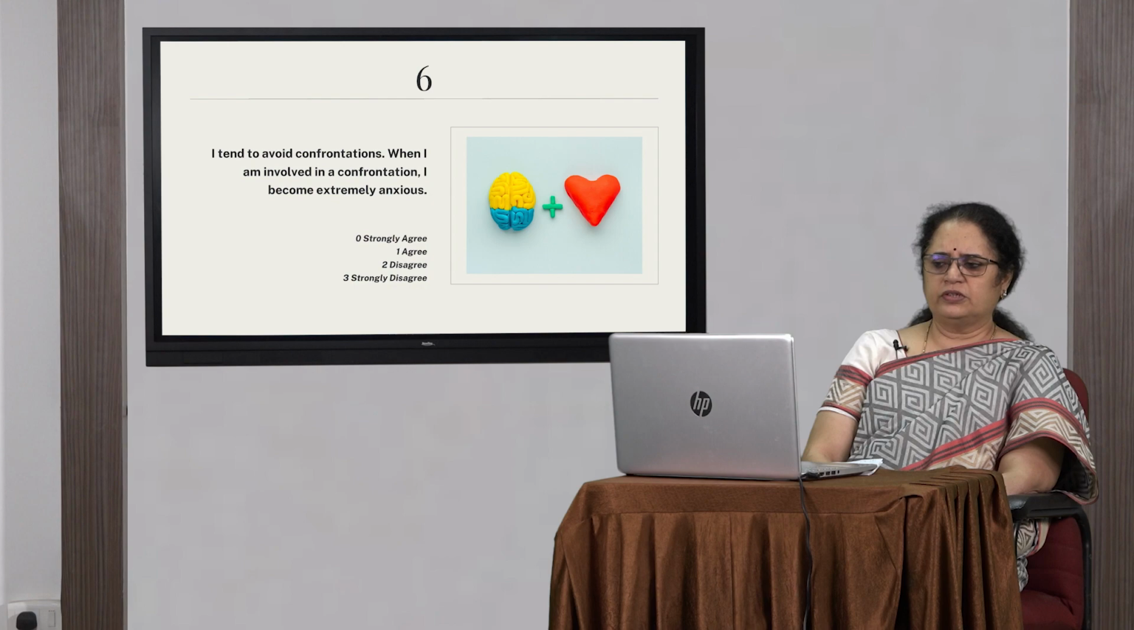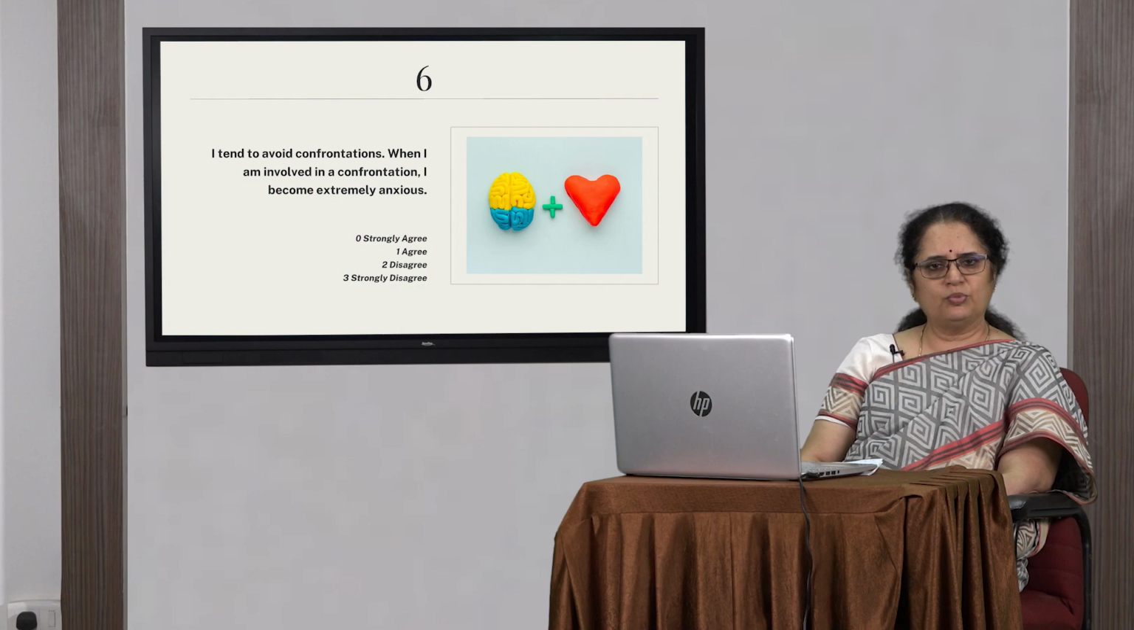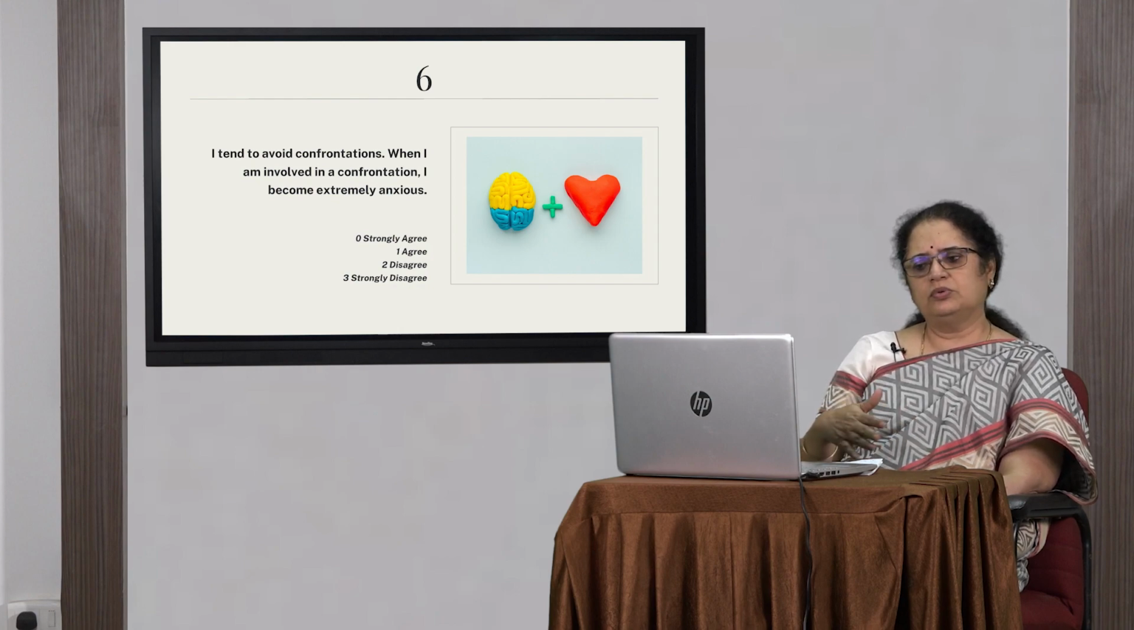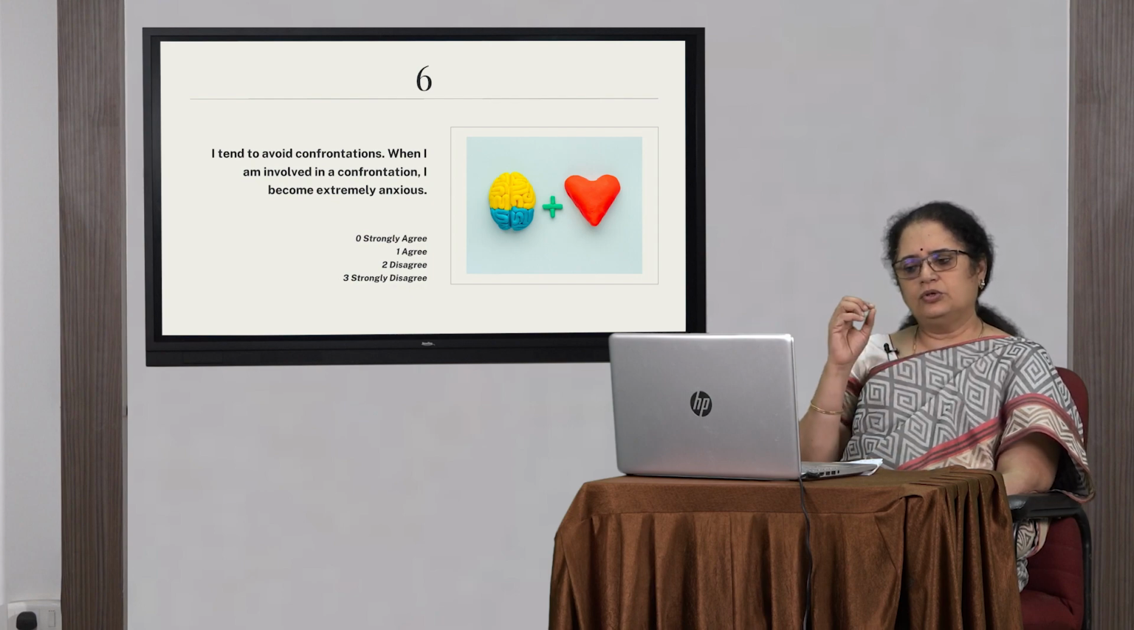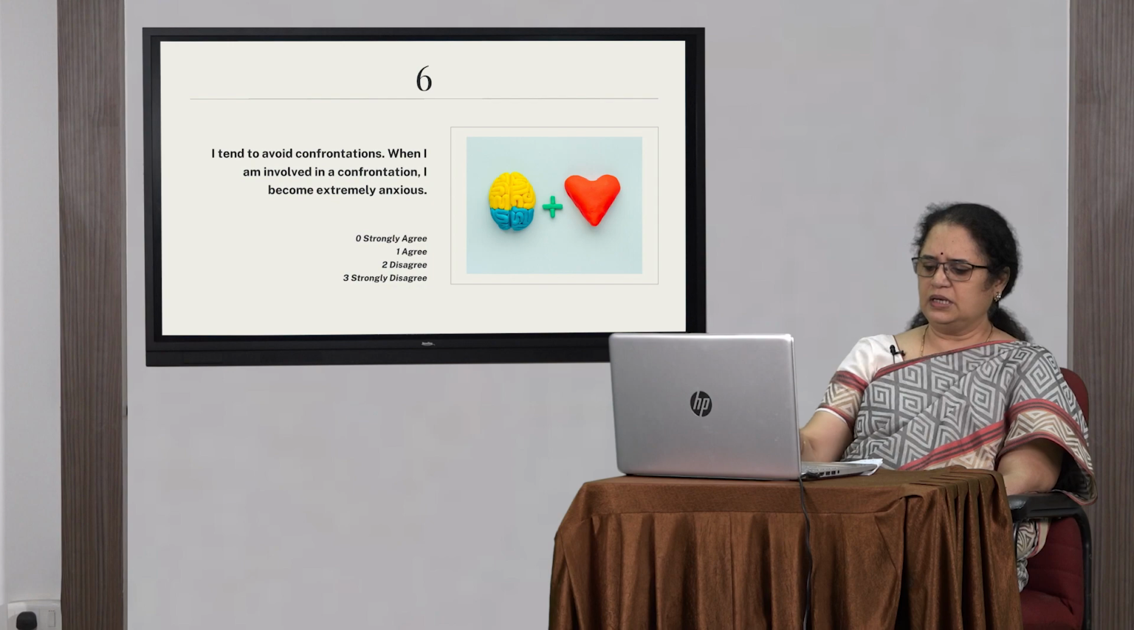I tend to avoid confrontations. When I am involved in a confrontation, I become extremely anxious. Confrontation is when you have to face something unpleasant and ask somebody, why did you do this, or what happened actually. There is a lot of argument that could follow, right? So, you try to avoid confrontations, and if ever you have to go there, you become extremely anxious. If you are that kind of person, you strongly agree with the statement, give yourself a 0, 1 for agree, 2 for disagree, and 3 for strongly disagree.